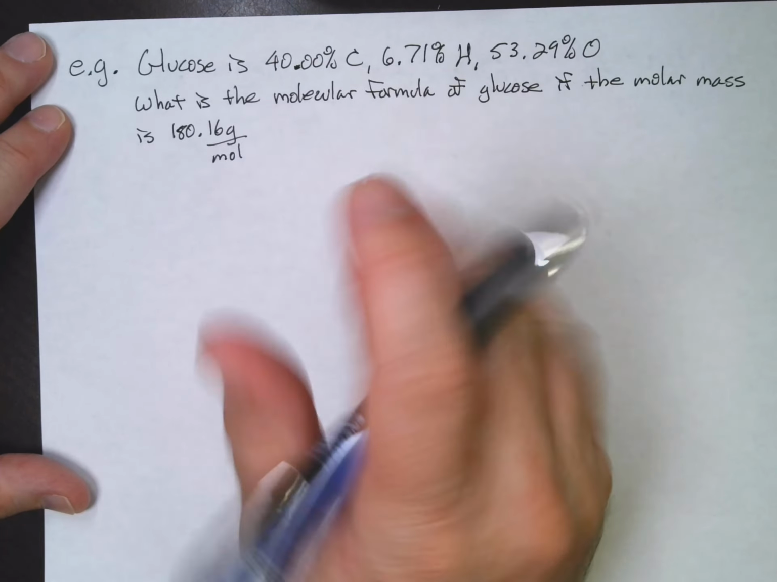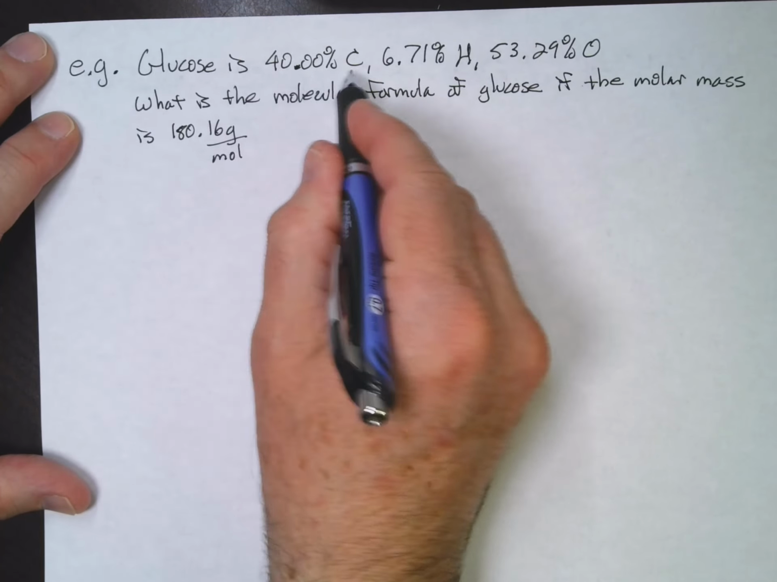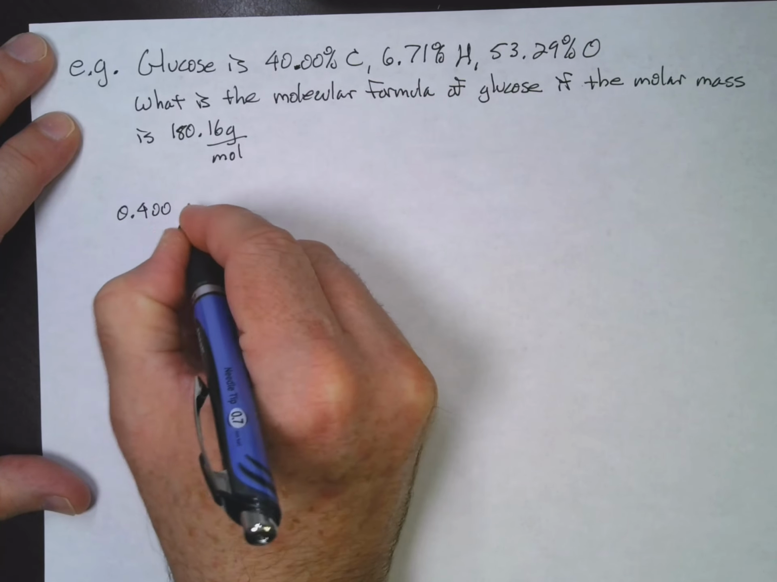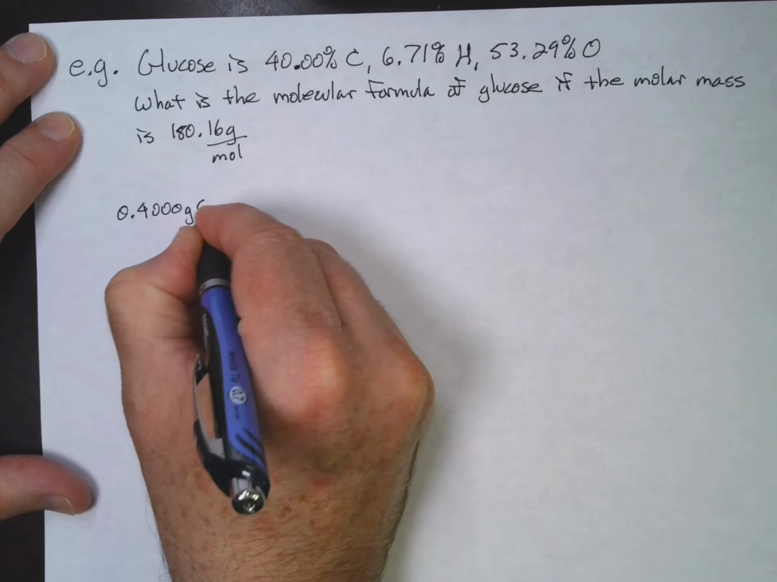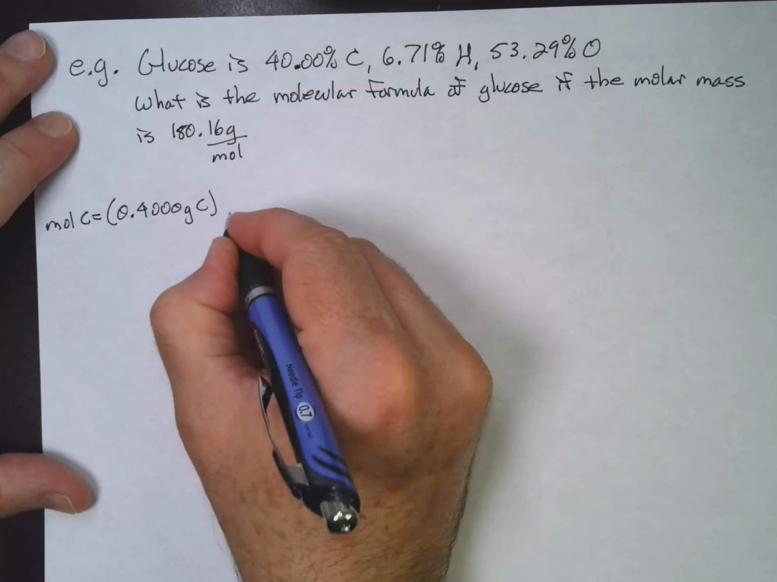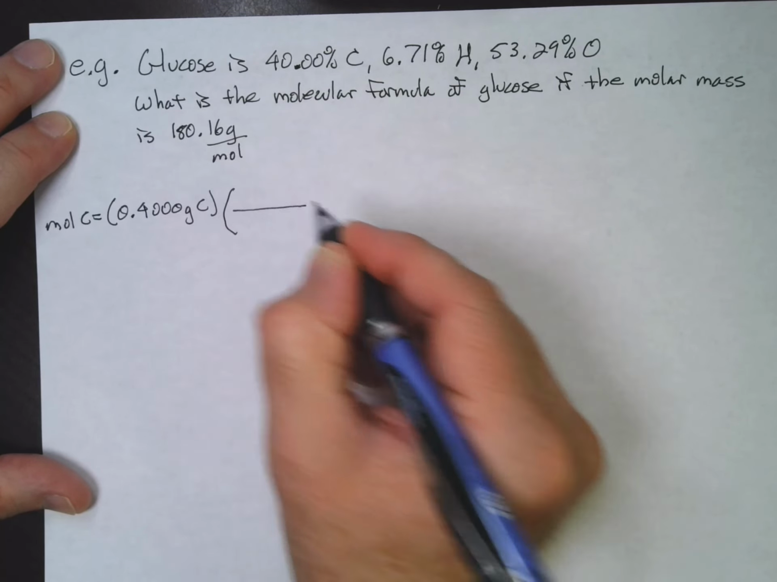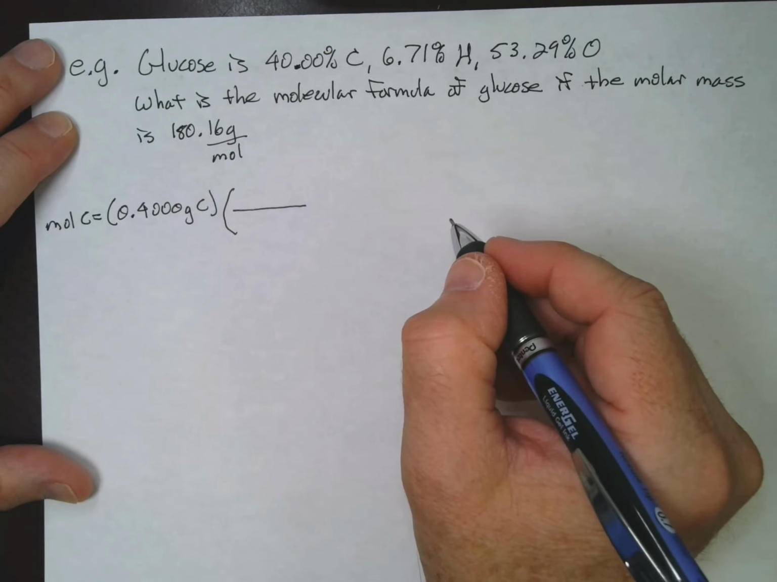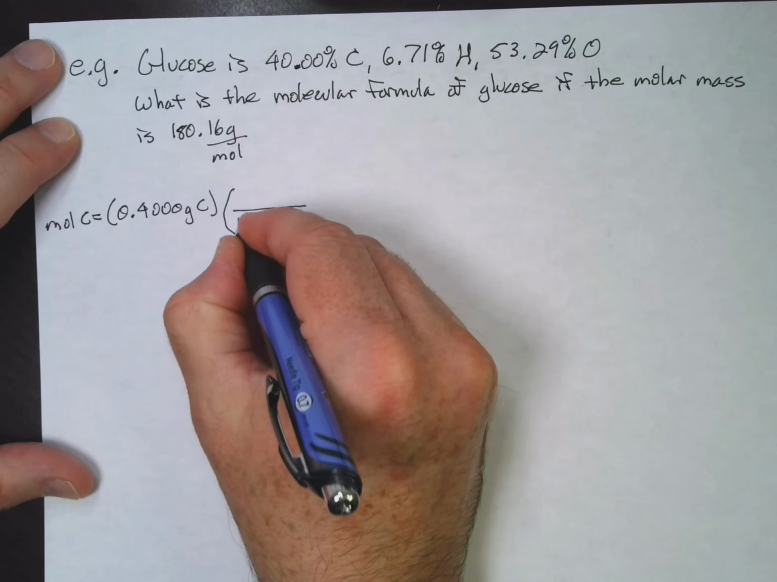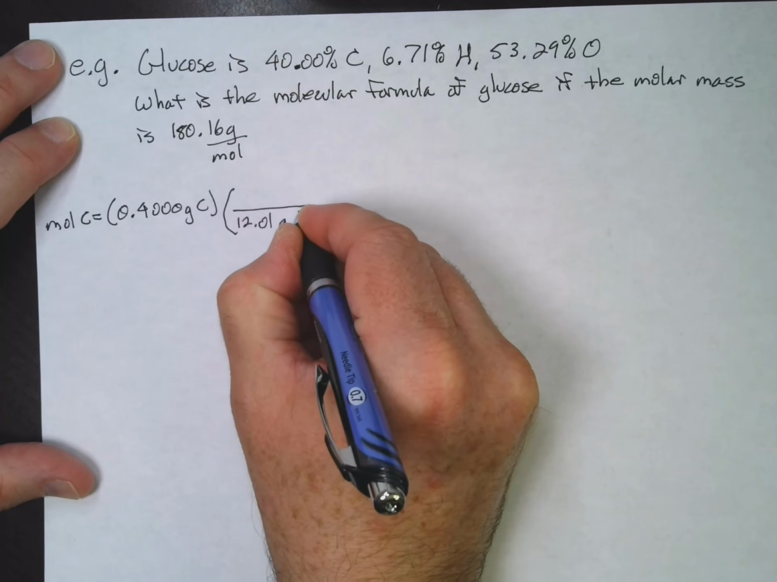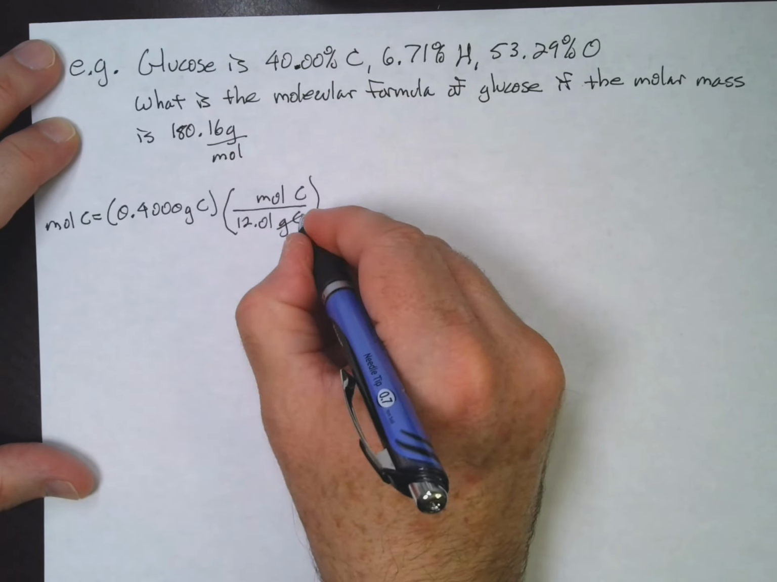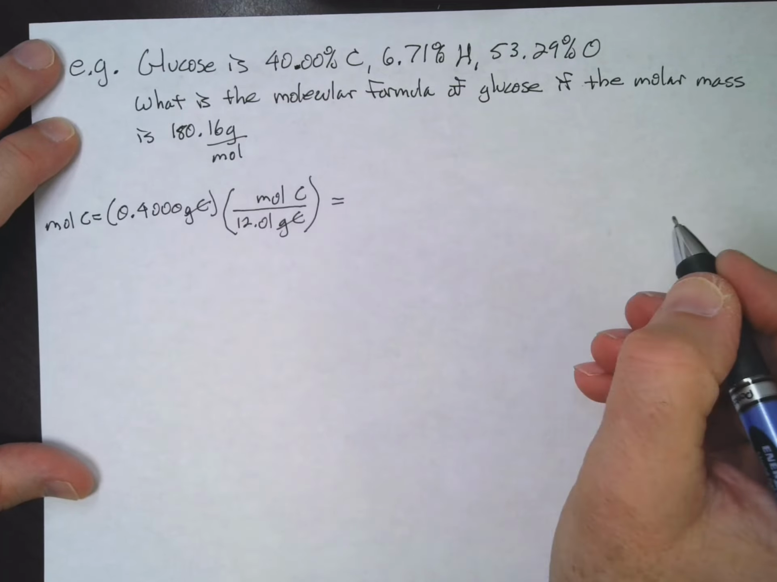So what would we do? Well, we would go ahead and take 40%, so 0.4000 grams of carbon. We'll call this moles of carbon. And we'll multiply by 1 over the molar mass. So we'll divide by the molar mass. So that's 12.01 grams of carbon per mole of carbon. And we'll see what that gives us.